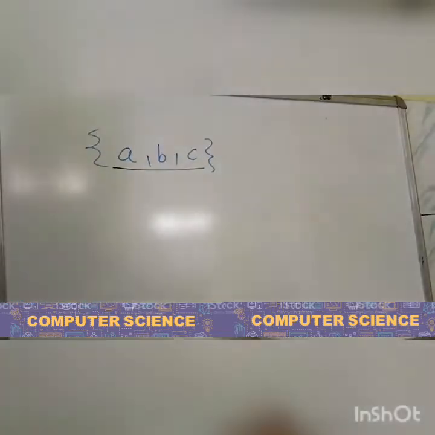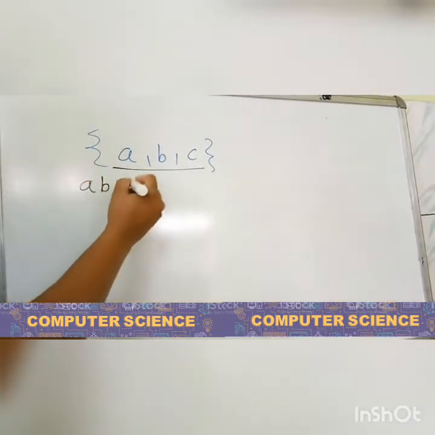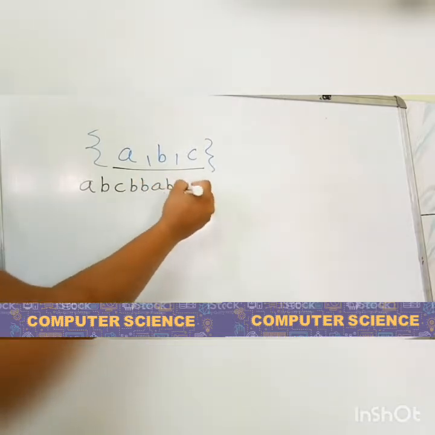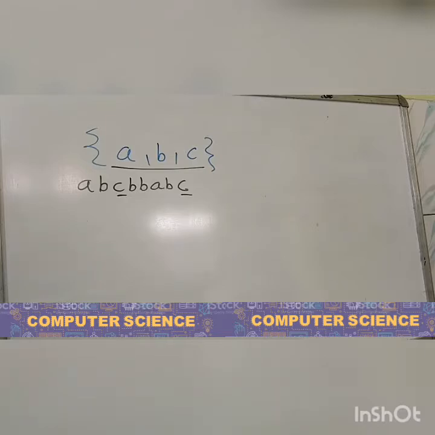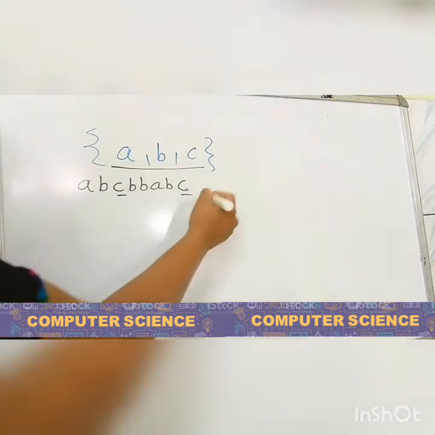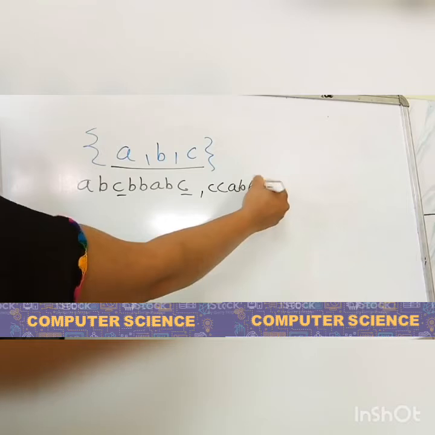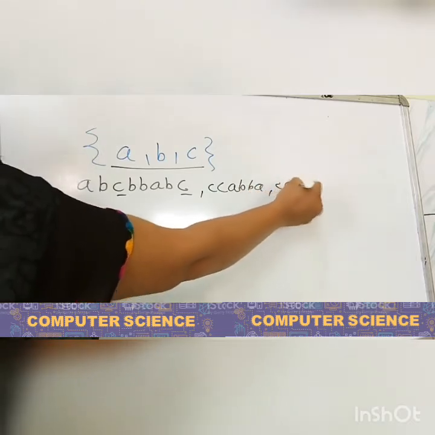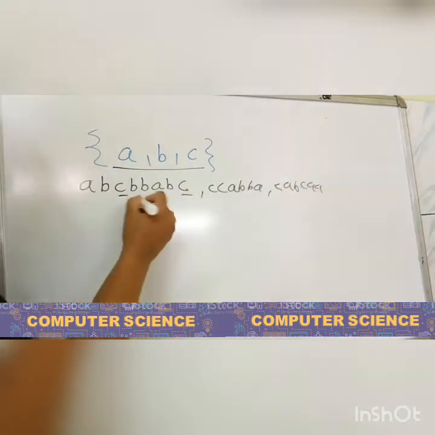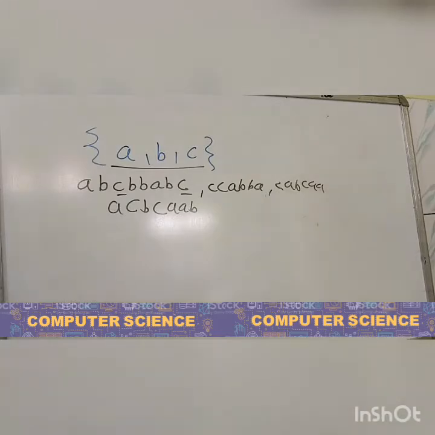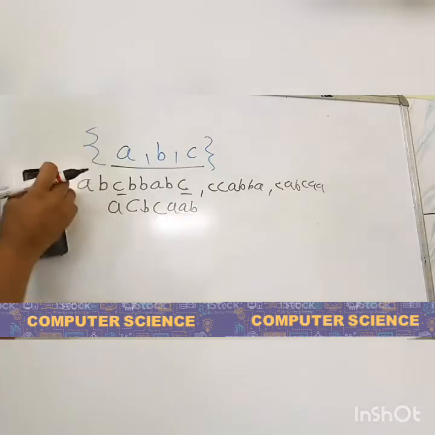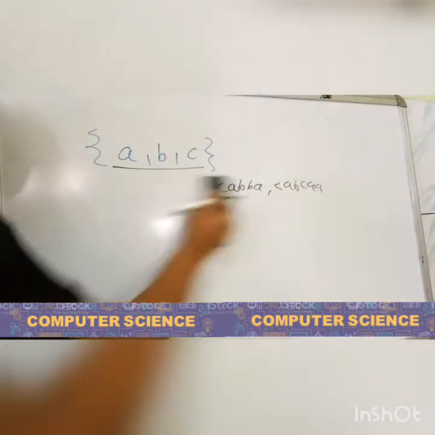design strings like A, B, C, B, B, A, B, C. Here you will see only 2 C's are there. So this is an accepted string. You can get other strings like this also. These are some possible string combinations. So we will try to design the DFA according to these combinations.